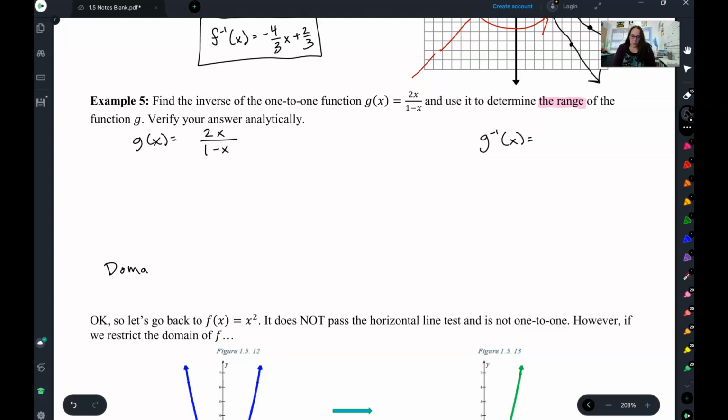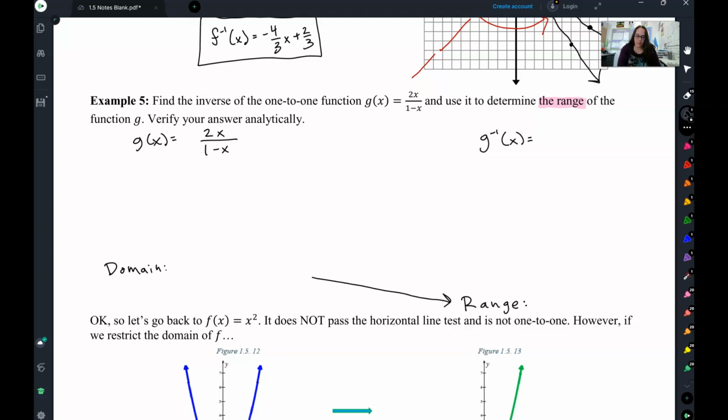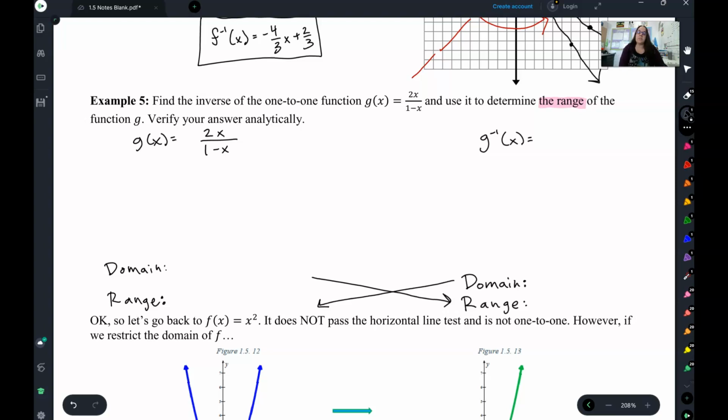If I find the domain of this function, that will be the exact same as the range of this function. And vice versa. If I find the domain of g inverse, that would be the same thing as the range of g. So instead of trying to find the range by hand, I can just find the domain of the original and the inverse and switch them, and those are my ranges, which is a huge idea because range is such a difficult thing to find.